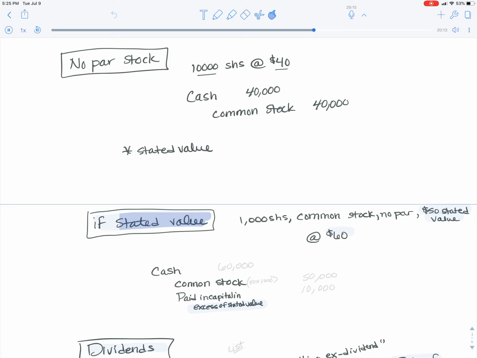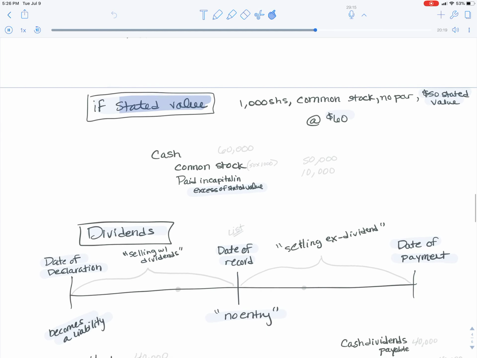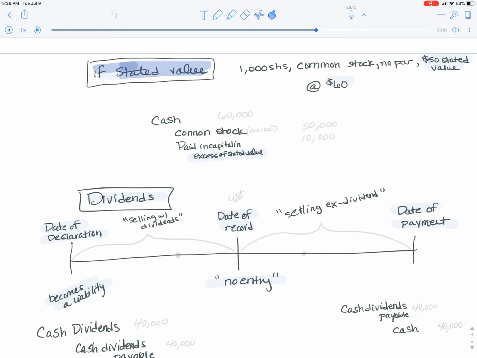Now, in some of those states that don't require a par value to be printed on the certificate, they say, but you do have to have some stated value. Well, whenever you see that something has a stated value, you're going to treat it just like par. It's the same thing. So here's an example where we have 1,000 shares of common stock, no par, but has a stated value. So that's still going to be printed on the stock certificate. It's just called stated value instead of par. Really, it's just a state difference. And we sold them for $60.